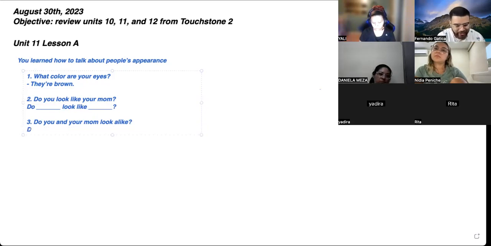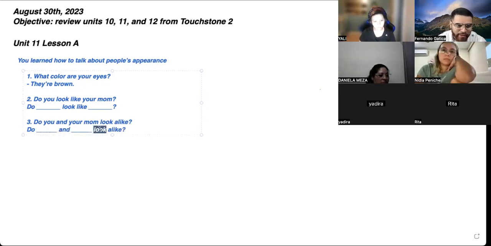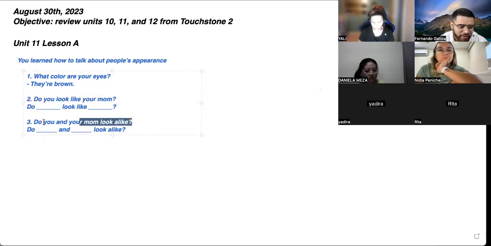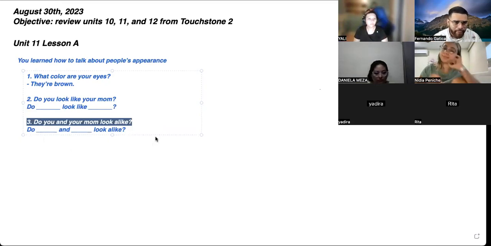And with the other question, it's different. It's, do la la la and la la la look alike? Do una persona y otra persona look alike? Y claro, puede ser con does también, dependiendo del sujeto, ¿no? But it's, do your sister and you look alike? Do you and your sister look alike? Do you and your brother look alike? Same question. No. Do you look like your mom? ¿Te parece a tu mamá? Number three, tú y tu mamá se parecen. Same question, but different structure.